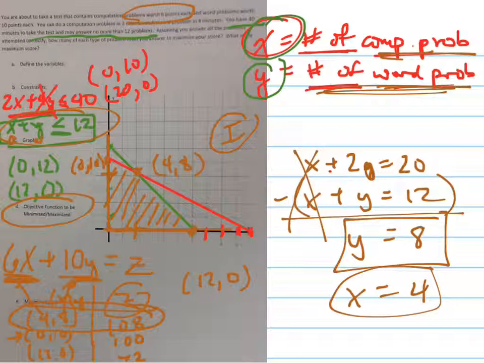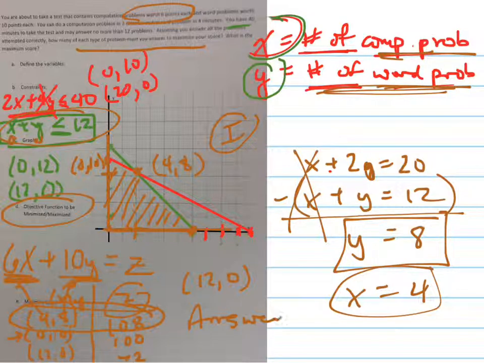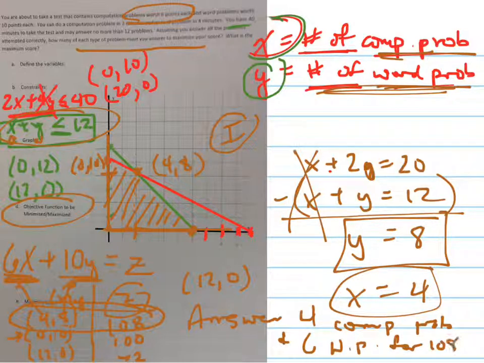So let's go look at what the question asked and answer it correctly. It says how many of each type of problem must you answer to maximize your score, and what is the maximum score? So you say answer 4 computation problems and 8 word problems for 108 points. And that's your answer.